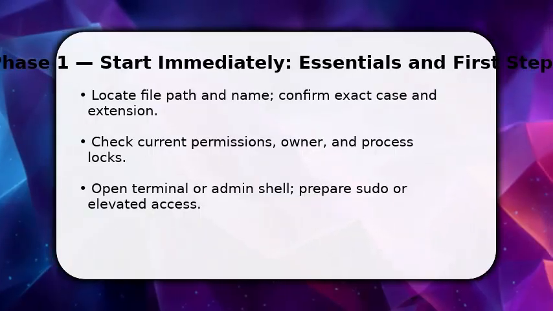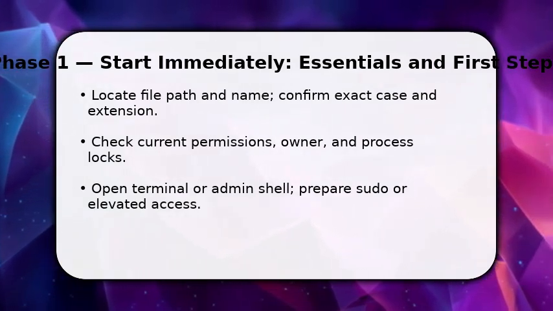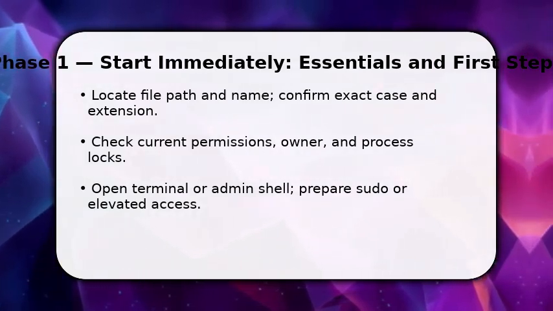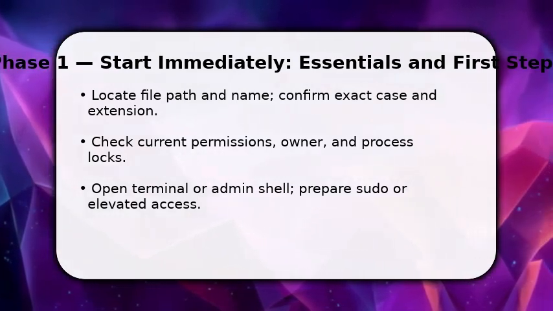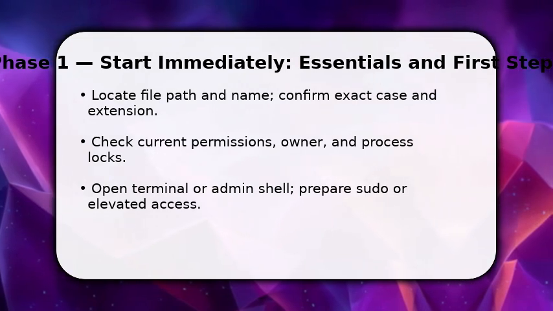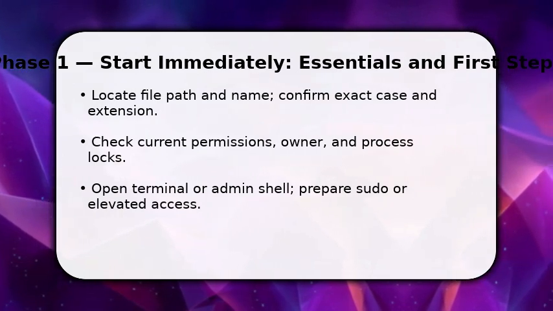You begin by identifying the exact file and why it resists deletion. Open an elevated shell now and navigate to the folder. List attributes so you see permissions and locks. Once you can read the owner and mode, try a non-destructive check like listing in long format. This reveals symlinks or special flags.